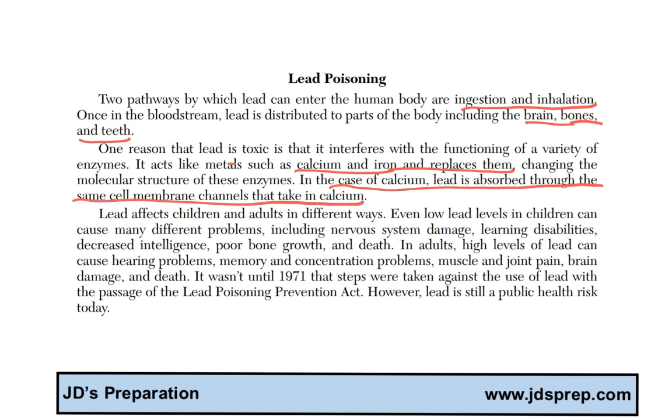Lead affects children and adults in different ways. Even low lead levels in children can cause many different problems, including nervous system damage, learning disabilities, decreased intelligence, poor bone growth, and death. In adults, high levels of lead can cause hearing problems, memory and concentration problems, muscle and joint pain, brain damage, and death.